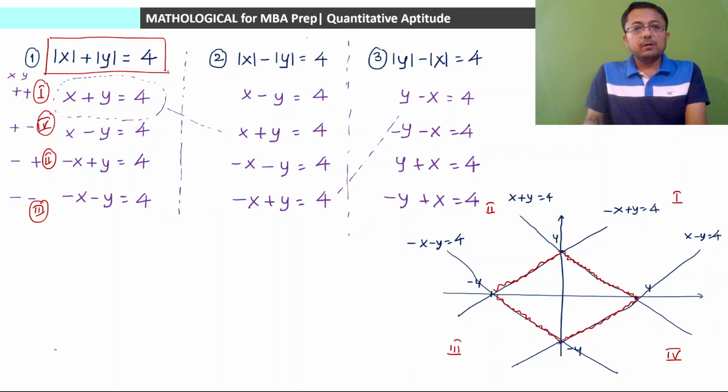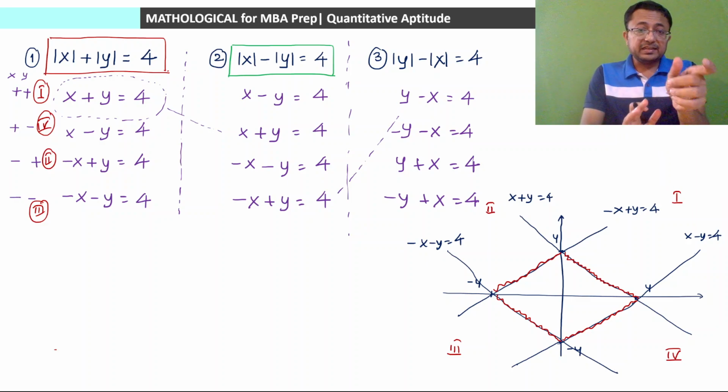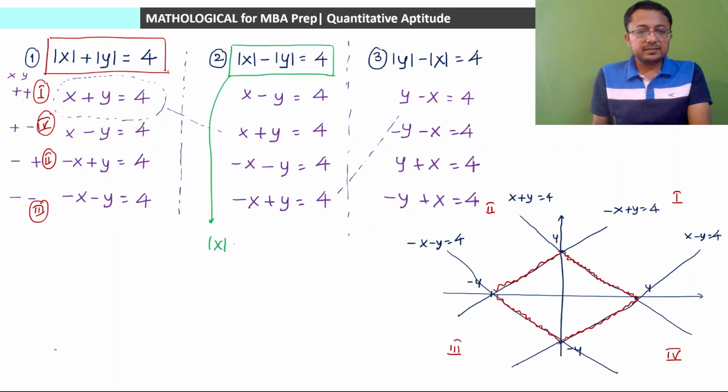is when mod of x minus mod of y is equal to 4. Now mod of x as well as mod of y both are non-negative, either positive or 0, and the difference is equal to 4. Also, mod of x is basically equal to mod of y plus 4. So clearly we can say that mod of x in all cases is greater than or equal to 4.